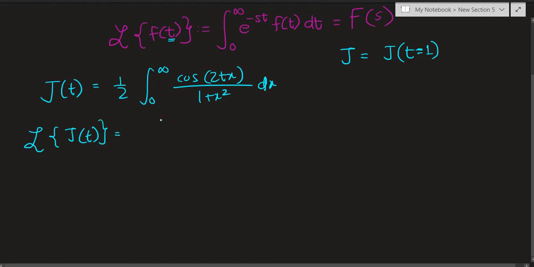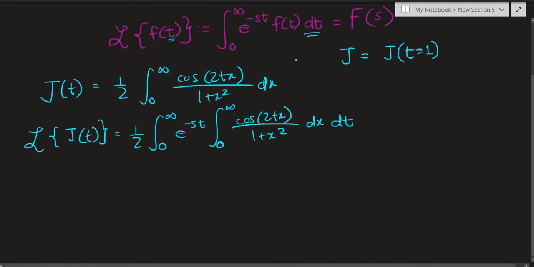is equal to, well, half is a constant and the Laplace transform is an integral, so you can take the half outside the integral. Half of, using the definition of the Laplace transform, the integral from 0 to infinity of e raised to negative st times, what's the function? This part, right? This inside integrand. This integral actually, not just the integrand, this integral entirely. So the integral from 0 to infinity of cosine of 2tx divided by 1 plus x squared dx, and then don't forget the dt. So it's sort of a double integral that we have here.